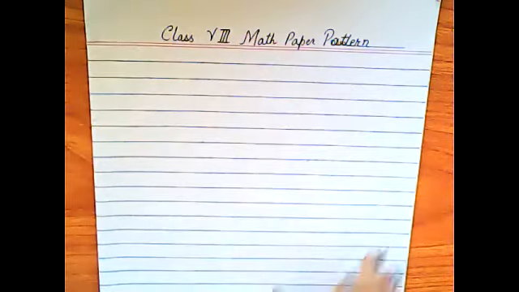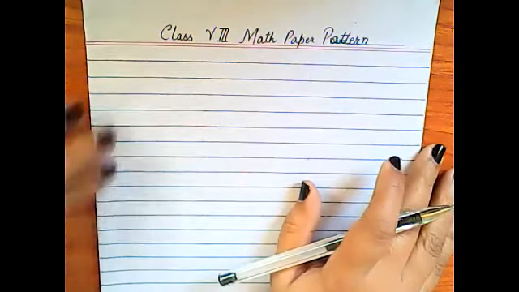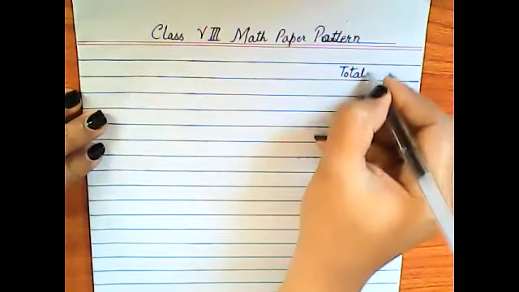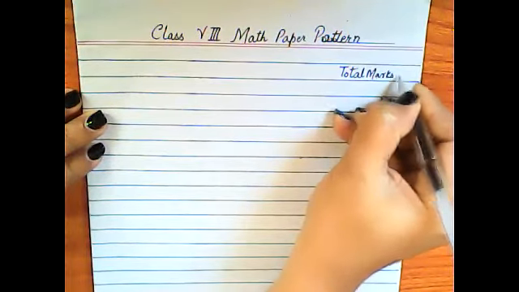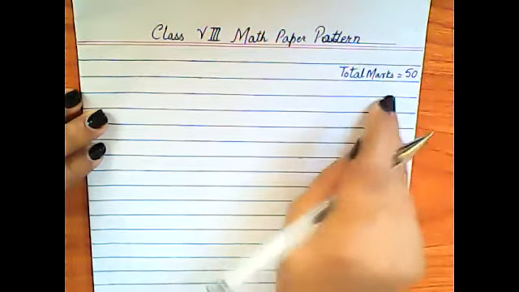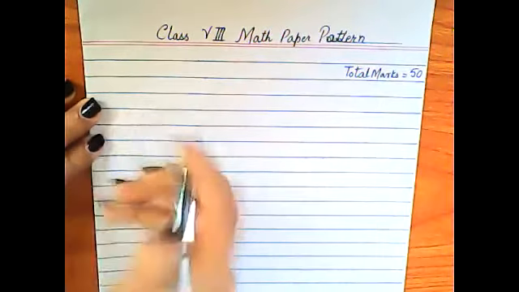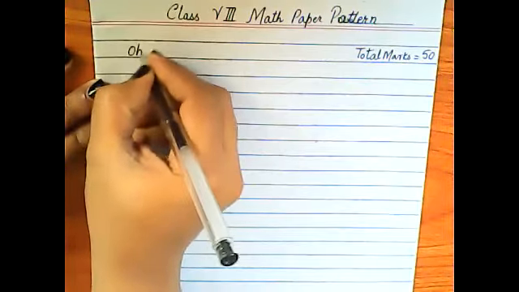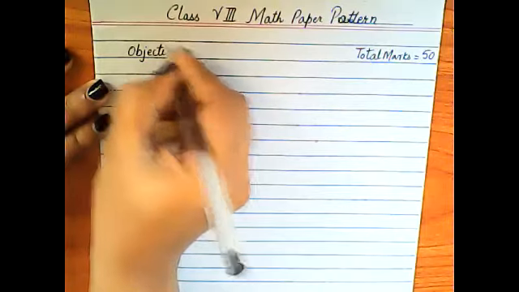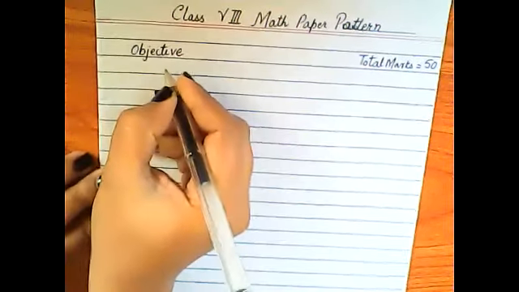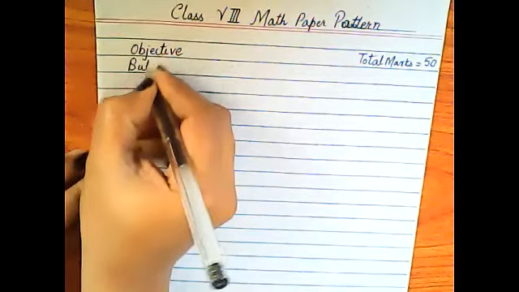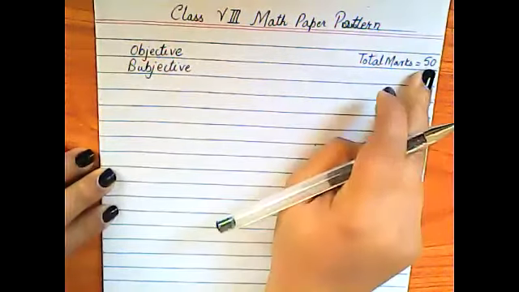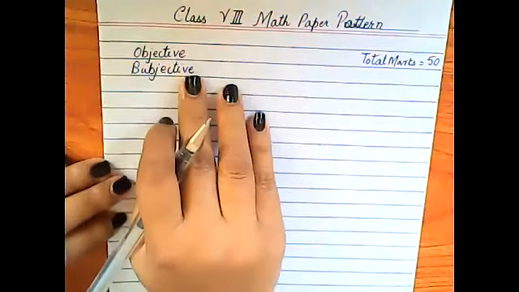So let's start with the paper. Now, as you know, the total marks of the math paper will be 50, and these 50 marks will be divided into two sections. Now what are those sections? Number one is the objective section, and number two is the subjective portion. So you have two portions, and we will divide these 50 marks into the objective and subjective portions.